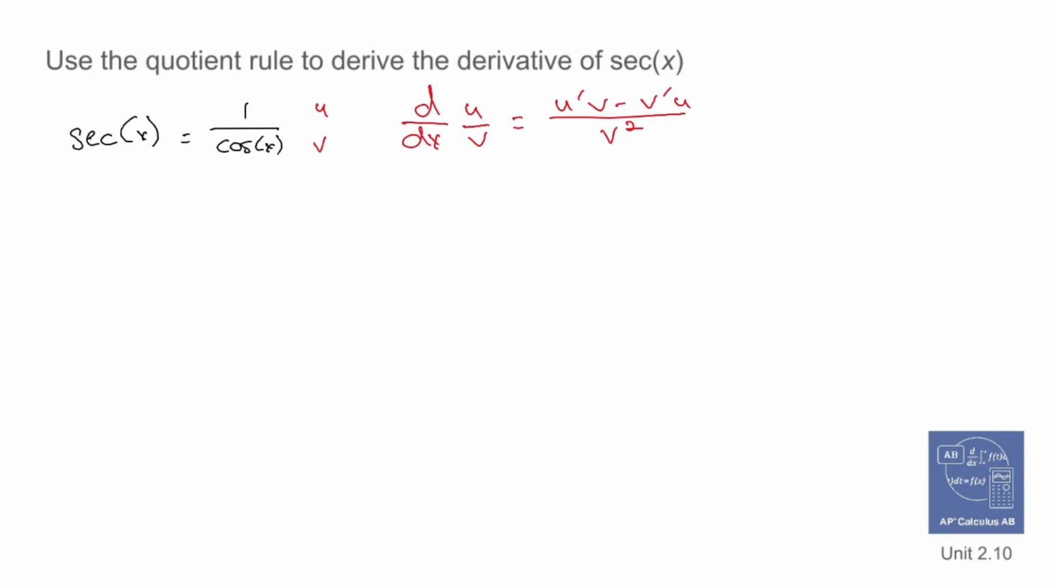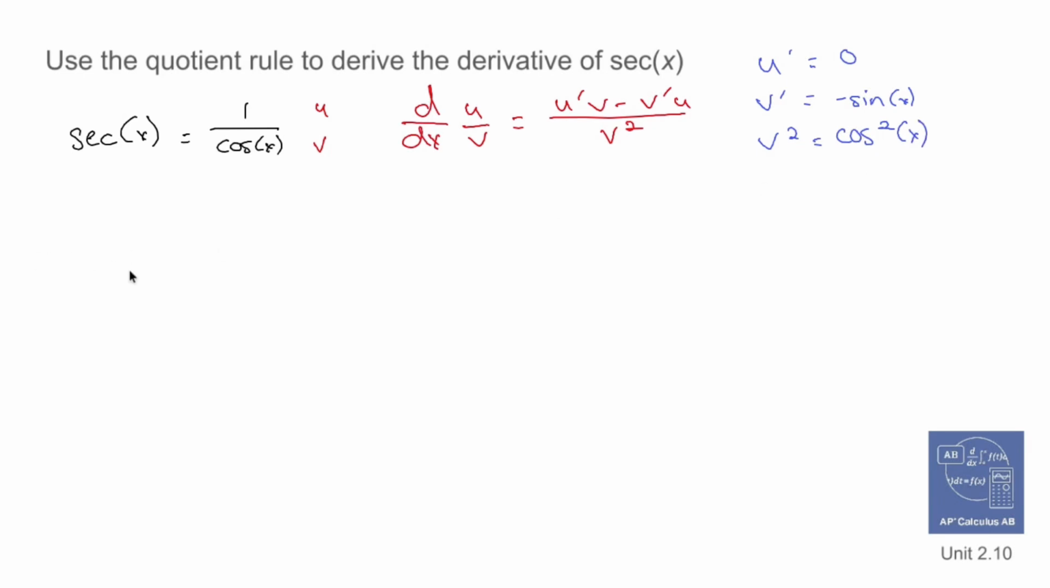So let's go off to the side and say, all right, well, using that information, u prime is going to be the derivative of 1, which is nothing. V prime is going to be the derivative of cosine, which is negative sine x. And then v squared is going to be two cosines, one multiplied by the other, so cos squared x.